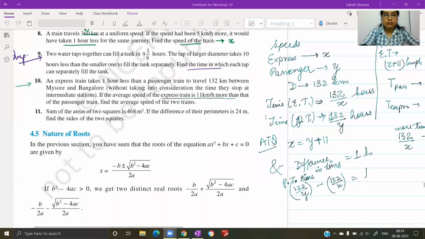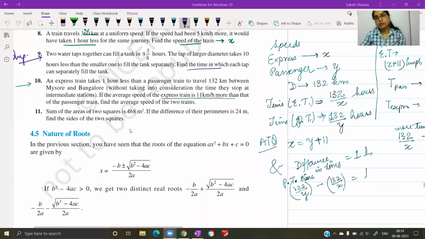Last question here, we have the sum of the areas of two squares as 468 meters square. The difference of their perimeters is 24 meters. Find the sides of the two squares. So we can begin by assuming the sides of the two squares are x and y, and then we can form our equations.